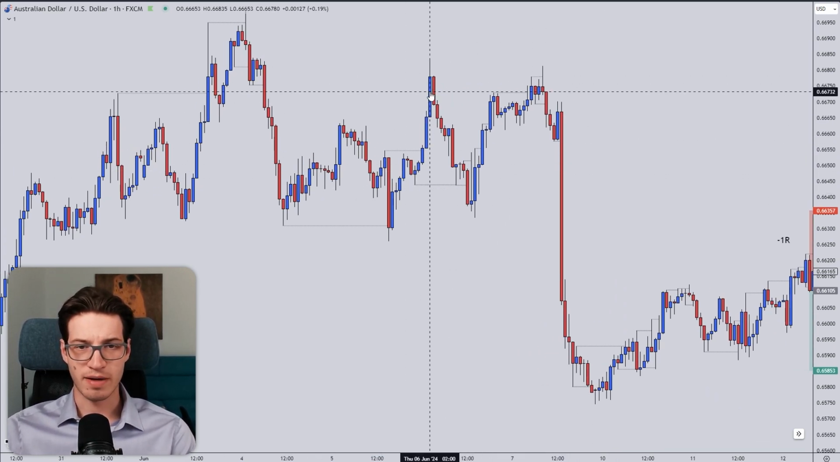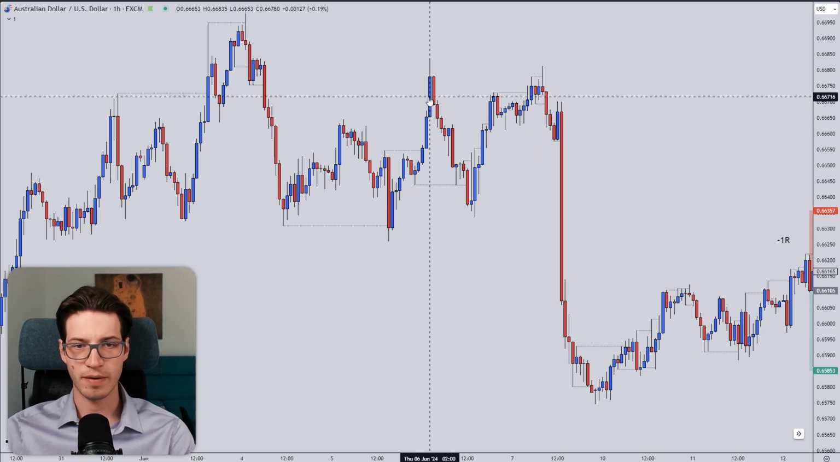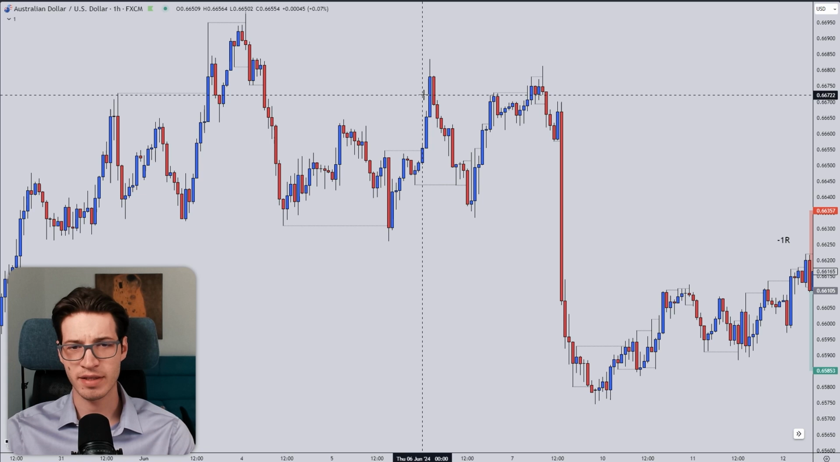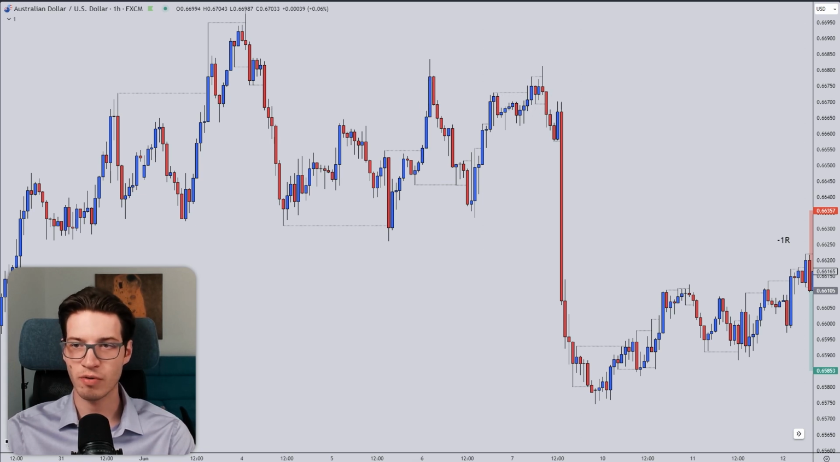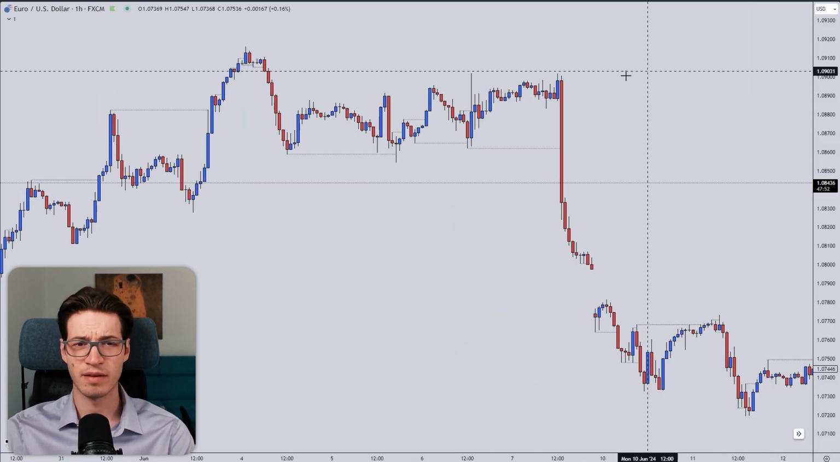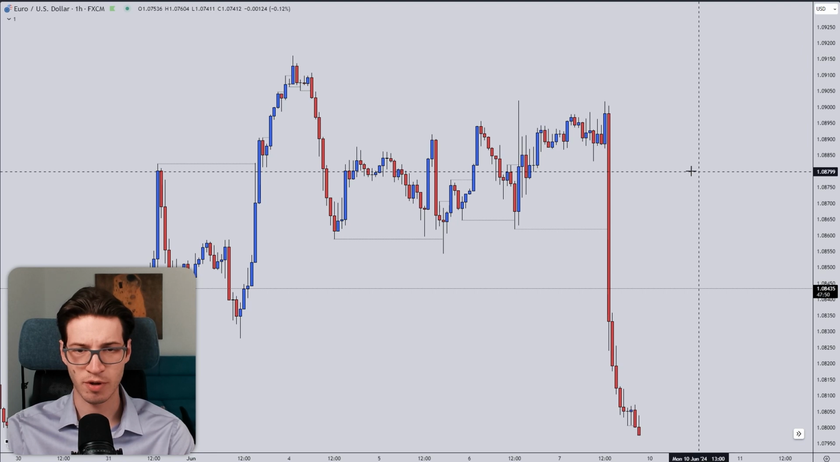It hit the take profit somewhere around, I think, here. Right, this is where I had the take profit, and it all happened during the night, so it was a pretty quick trade. The euro and the US dollar took a bit longer to actually hit the take profit.